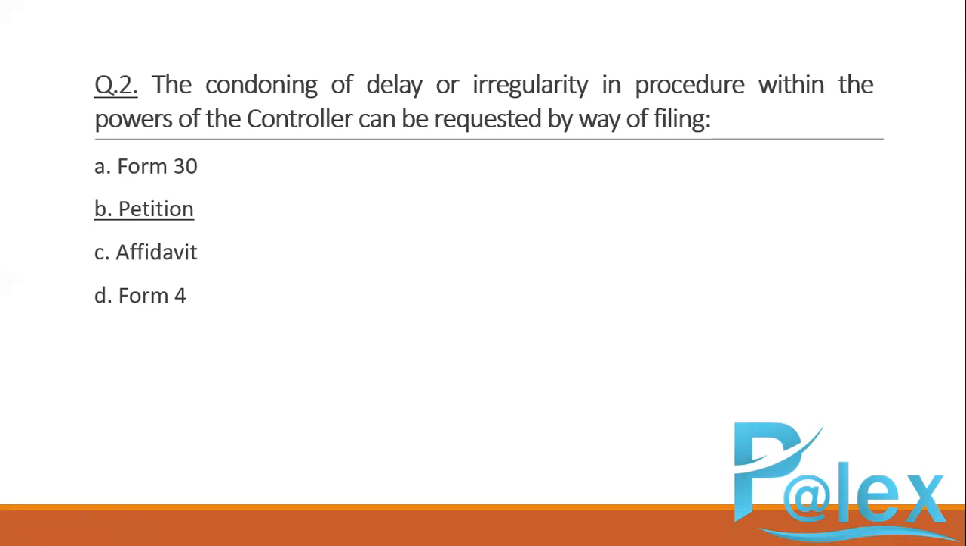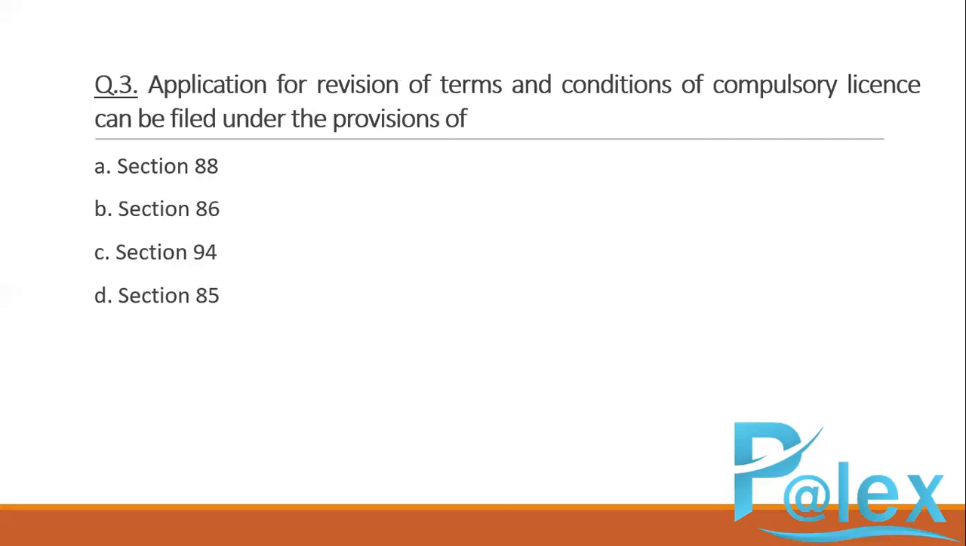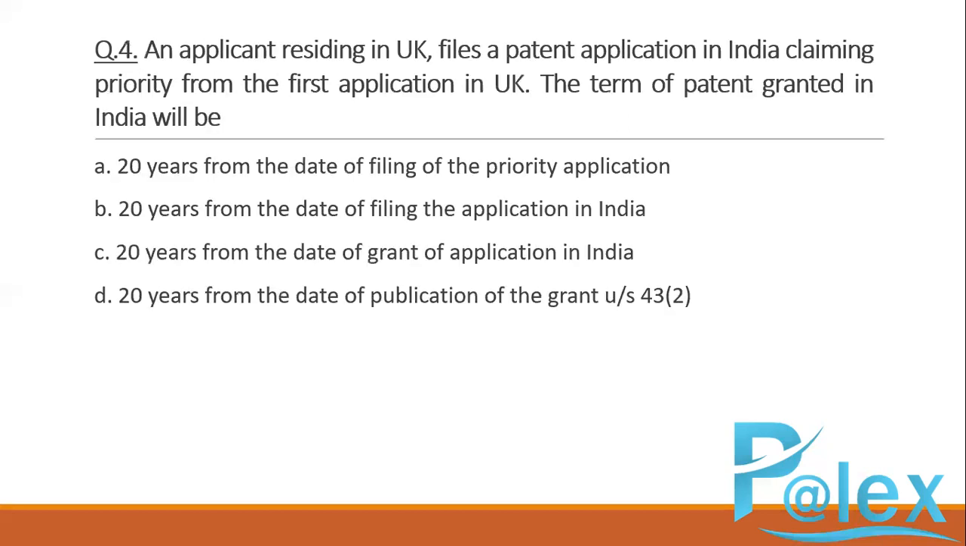To condone the delay or irregularity, you have to file a petition basically with the Indian Patent Office. Now this is under rule 6.6. If you check specifically, the rule 6.6 says that the petition is required in this case. Now the revision of terms and condition of CL can be filed under the provision of section 88. That's the correct answer for this.